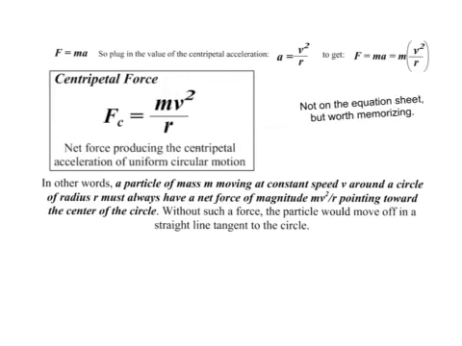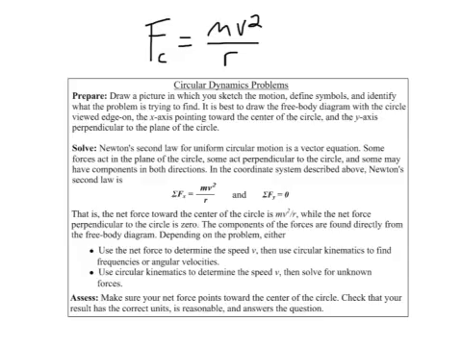What this is saying is a particle of some mass moving at a constant speed around a circle of some radius must always have a net force of magnitude mv squared over r pointing toward the center of the circle. Without that force, the particle is going to move off in a straight line tangent to the circle. So we have one basic equation for circular dynamics problems, this one above, which is just a version of Newton's second law. Here we're talking about a net force, and here we've got a mass times an acceleration. That acceleration is just a centripetal acceleration.